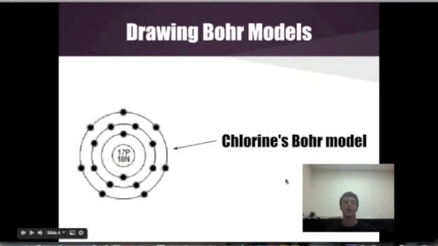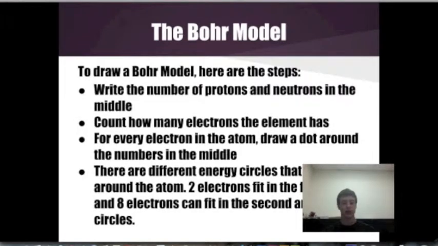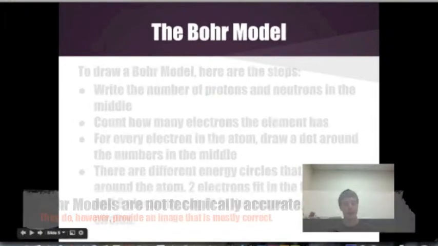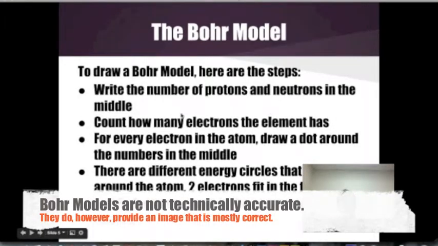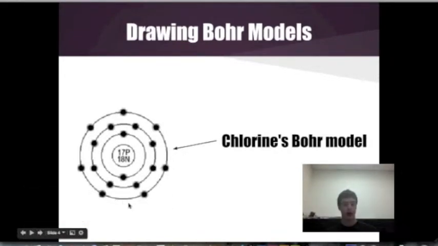This is a Bohr model for chlorine. One important thing to notice about it is that there are 1, 2, 3, 4, 5, 6, 7 electrons in the outermost shell. So in order to draw a Bohr model, you first have to write the number of protons and neutrons in the middle. So that's what these two numbers are. Next, you have to count how many electrons the element has. Well, in a neutral atom of chlorine, there are going to be 17 electrons, just like there are 17 protons. So you have 2 in the first layer, and then you have 8 in the second, and 7 in the last.